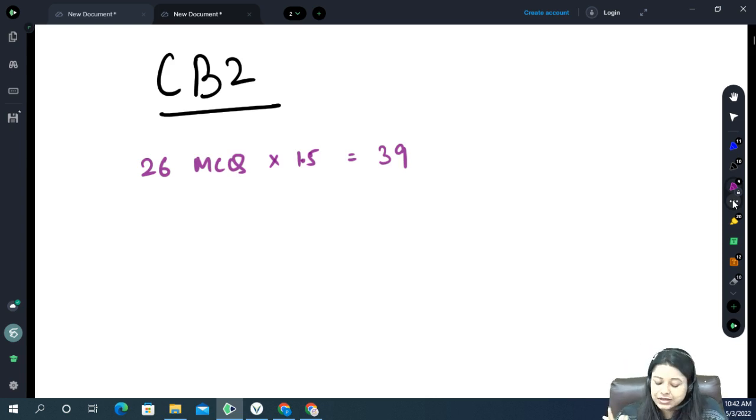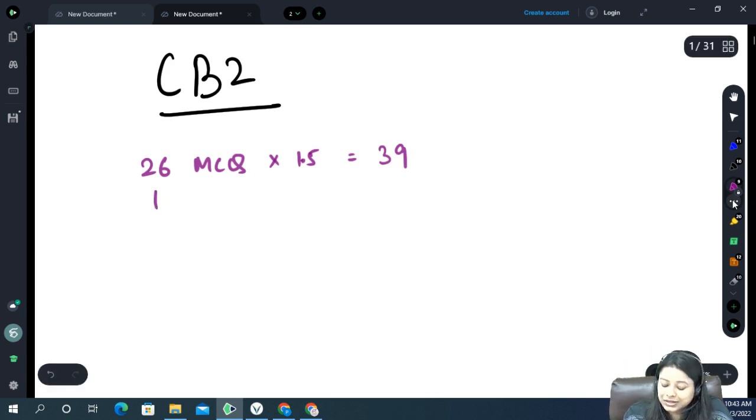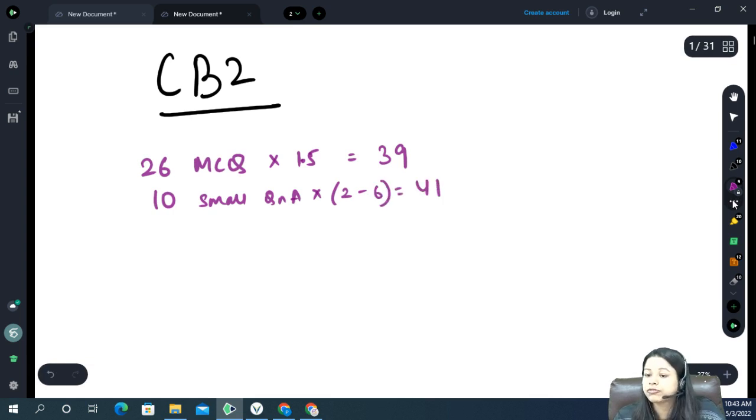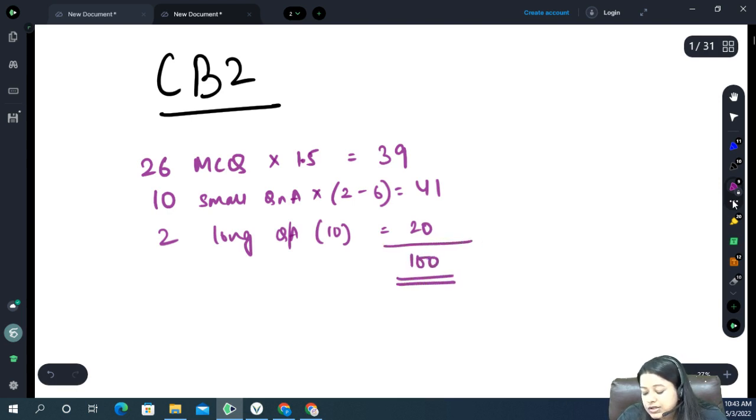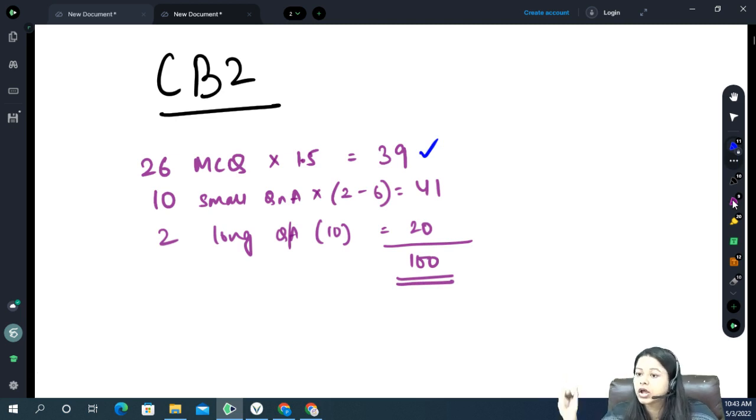The next thing is there are approximately 10 small question and answers of around 2 to 4 marks, or sometimes around 6 marks also. So I'll write it 2 to 6 marks. So basically, around 41 marks of short answers, and two long question and answers of 10 marks each. So this becomes 20. So in total, it's a 100 marks paper. Now, the major concern is this is something which you don't have to be worried about, the MCQs. Why?